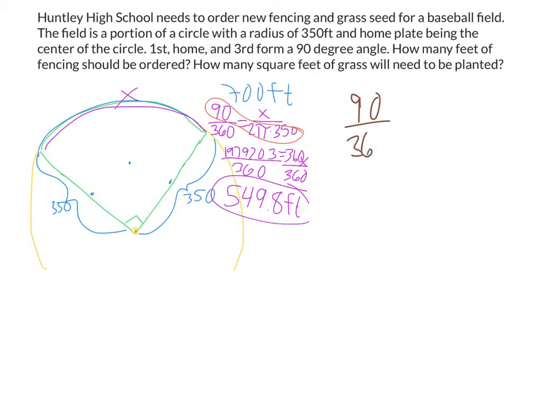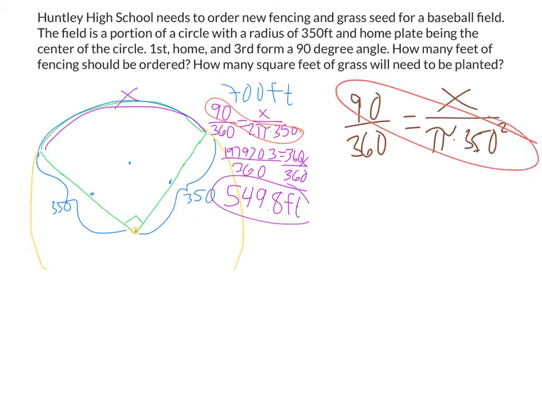over 360 is equal to x over, well, now instead of my circumference, I'm comparing it to my area. So pi times my radius of 350 squared. All right, so let's cross multiply again. So I'm going to cross multiply these two. I'm going to get 350 squared times pi times 90 gives me 34 million.